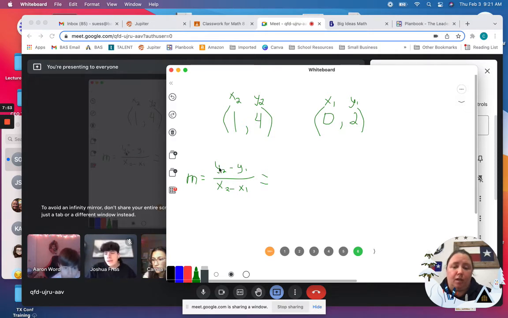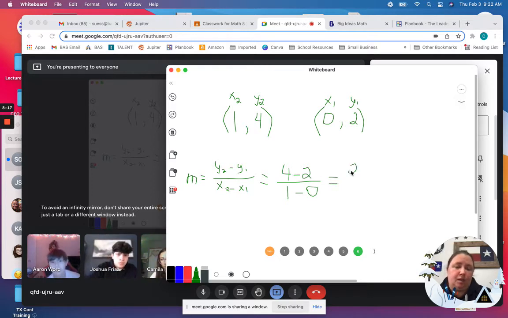So I'm going to say, okay, y2 minus y1 on top. So here's my y2. I'm going to put a 4 minus, and here's my y1. So 4 minus 2 over. Now I do my x2. So that'd be 1 minus my x1, which is 0. And now I simplify. What is 4 minus 2? 2. And 1 minus 0? 1. Any number over 1 is just that number, correct? Yes. So my slope is 2.